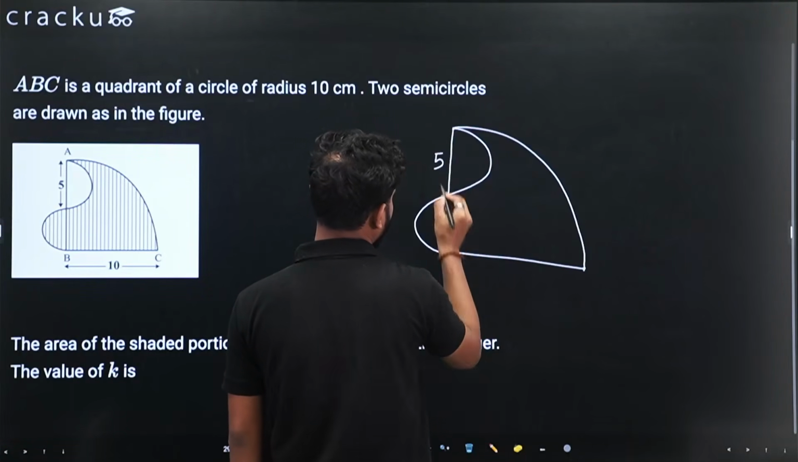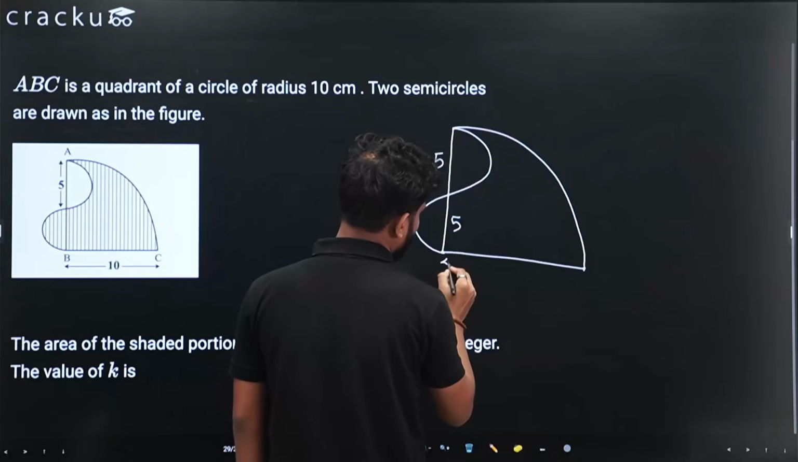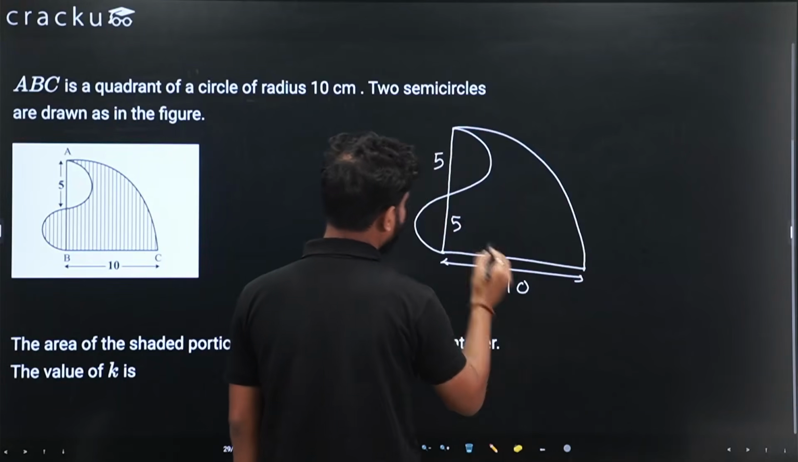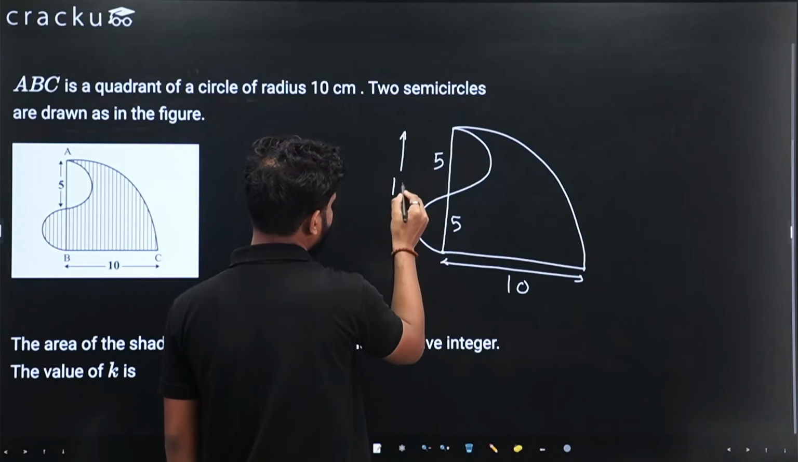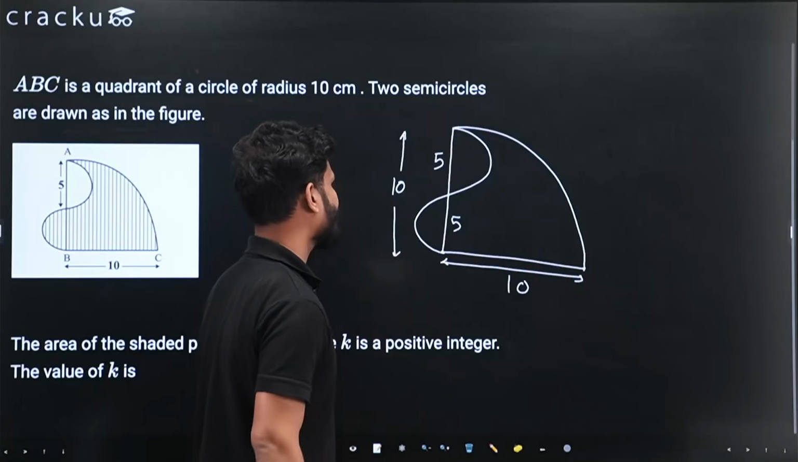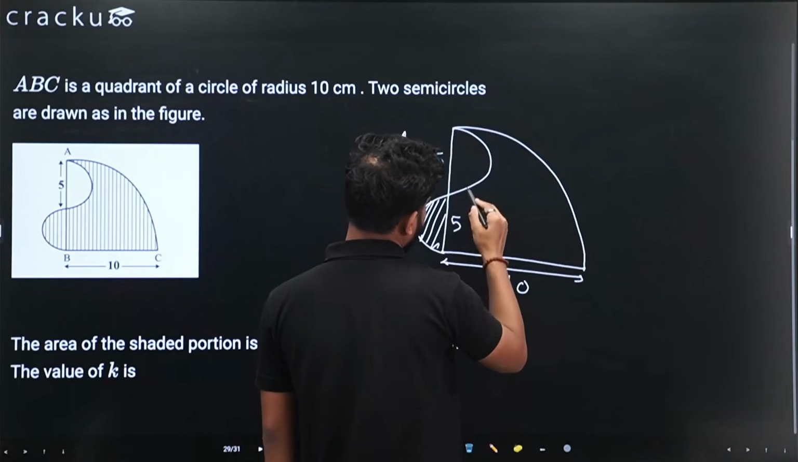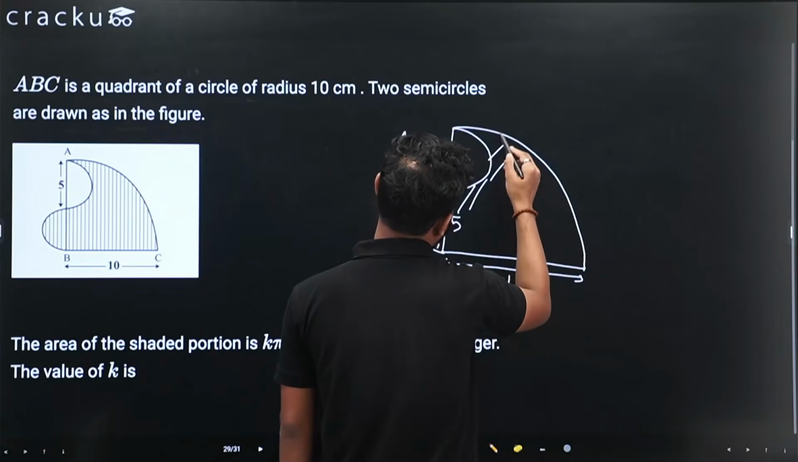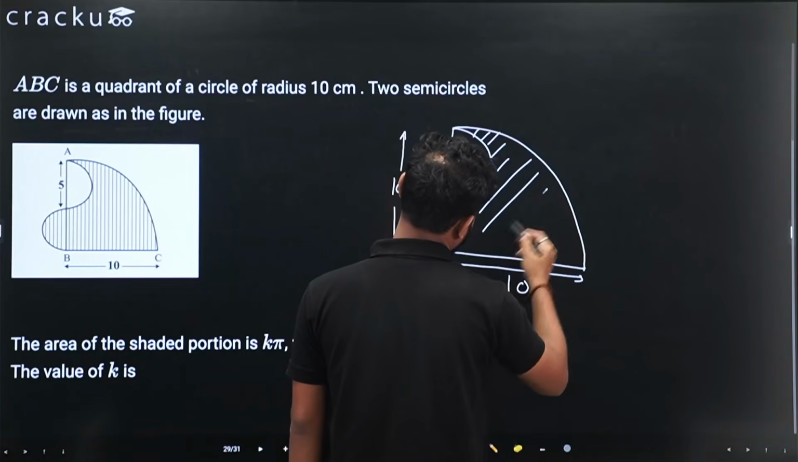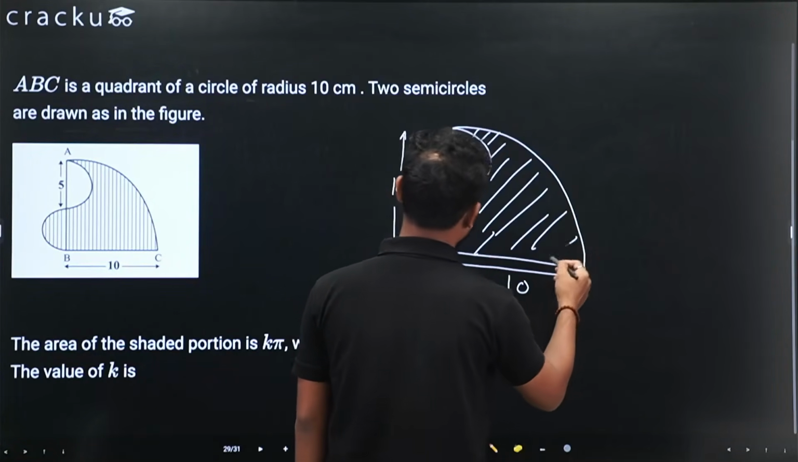This is 5. And this will also be 5. Why? Because the whole is 10. This is a sector, so this complete is 10. Right? Now, this is a semicircle and this is a quarter. I need to find the area of the shaded region.